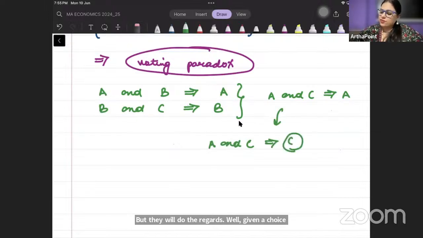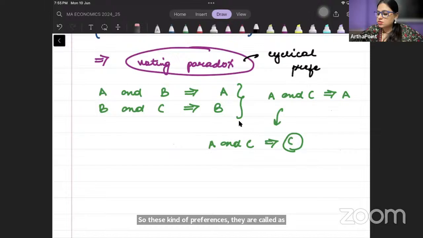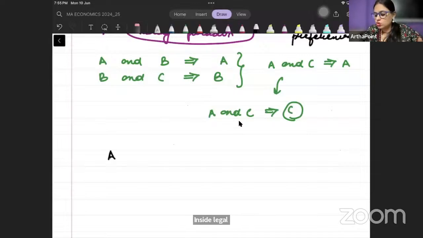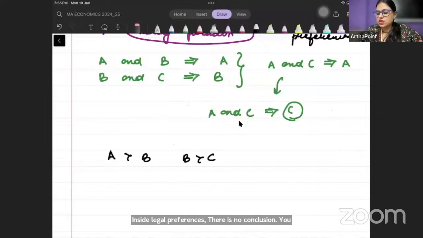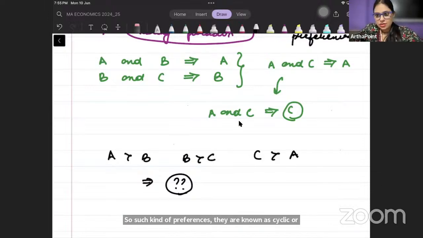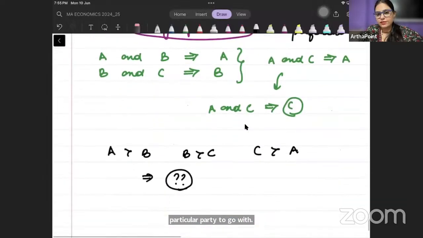So these kinds of preferences are called cyclical preferences. In cyclical preferences, there is no conclusion. You are choosing A over B. You are choosing B over C, but you are choosing C over A. So finally, which party are you choosing? Which is the right party? We don't know, right? Such preferences are known as cyclic or cyclical preferences, which violate transitivity because we don't have one particular answer or one particular party to go with. That's my second assumption that I have.